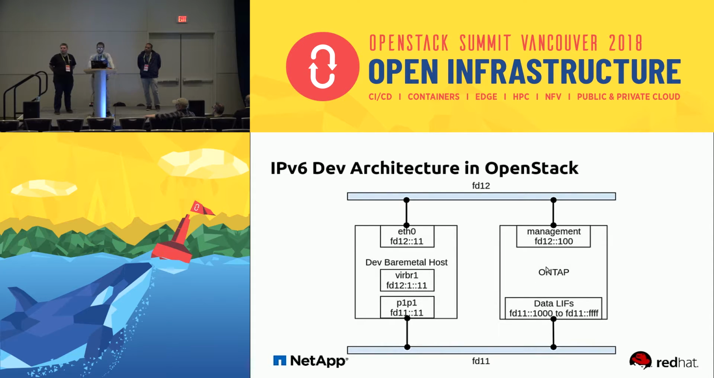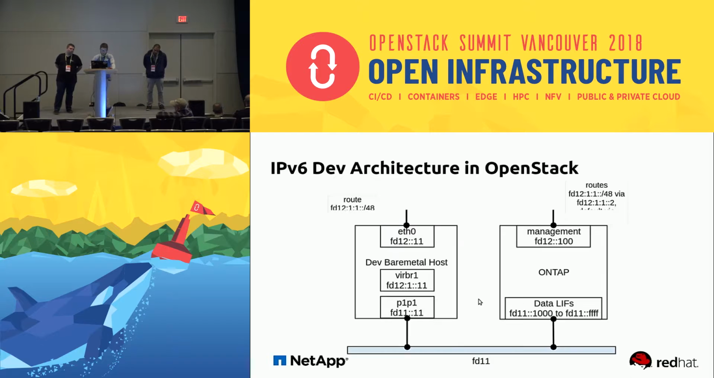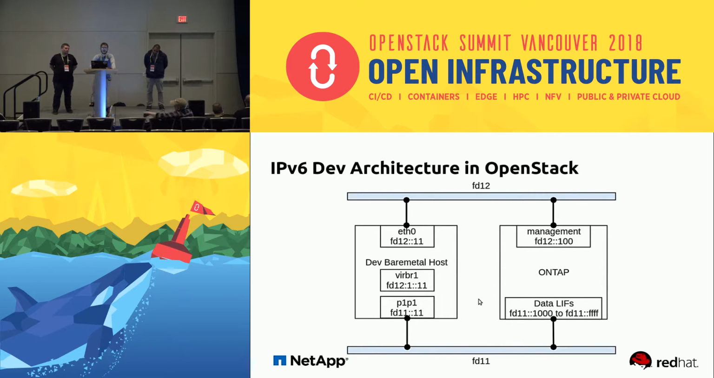And on ONTAP, we have the manage interface. And on the bottom, we have our data LIFs, which are our vServer IPs. And also on our hypervisor, I'm using the mouse pointer here, we have this bridge, which is a bridge that all VMs connect to get access to the network, right?